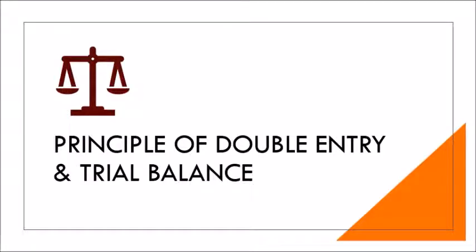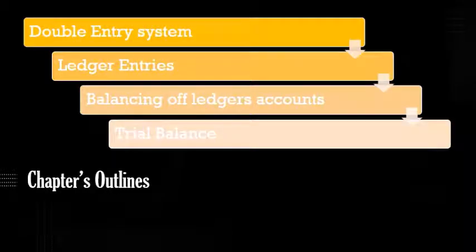So today we're gonna go into chapter 4, which is the principle of double entry and trial balance. So this is the chapter's outline, starting with the double entry system. Next you'll be learning the ledger's entry. After that is balancing of ledger's account. Lastly, being able to make a trial balance.